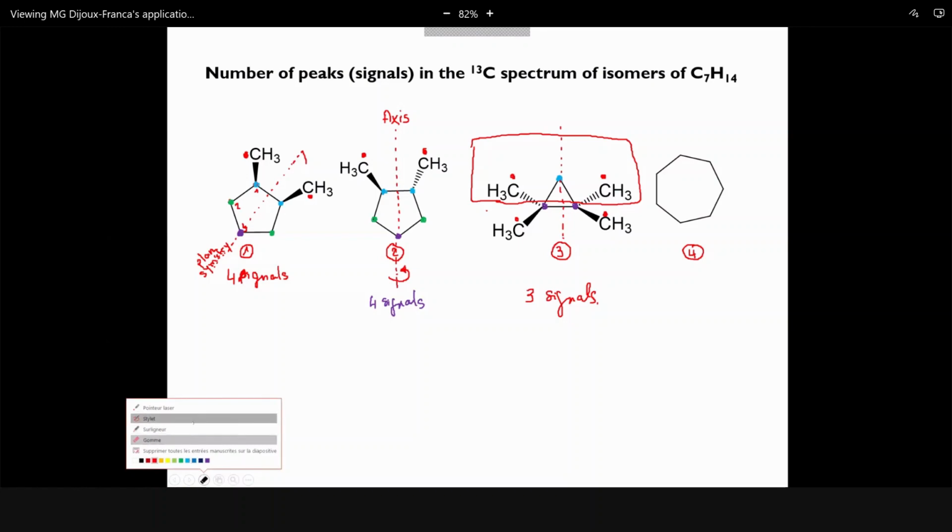If we consider the top carbon as position 1, then we move to the carbon at position 3, and we have the plane of symmetry that goes to the other side. So we should expect one signal. Do you agree with me that here, for each position, you have 2 protons, right?